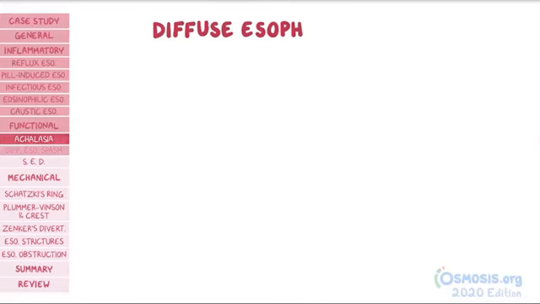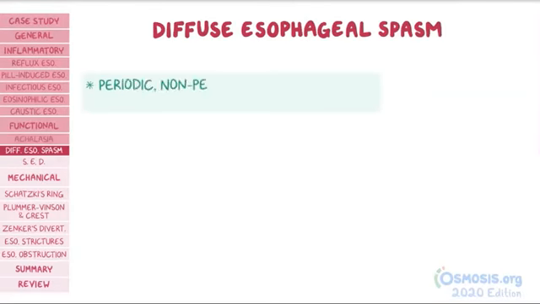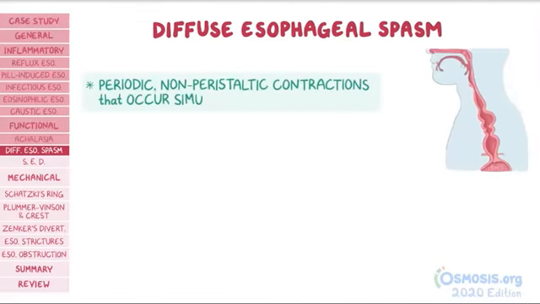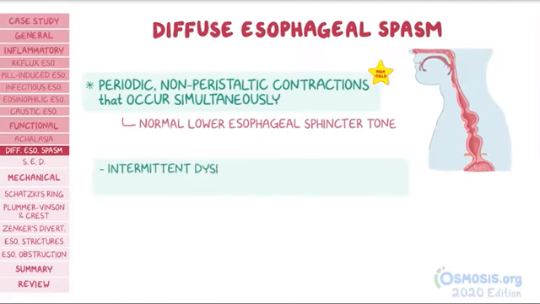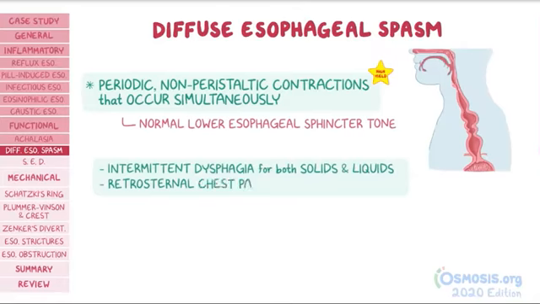In diffuse esophageal spasm, there's periodic, non-peristaltic contractions that occur simultaneously with each other. In contrast to achalasia, diffuse esophageal spasm is associated with a normal lower esophageal sphincter tone, since the spasms occur in the walls of the esophagus. For your exams, you have to know that these disorganized involuntary esophageal contractions can cause intermittent dysphagia for both solids and liquids, and occasional retrosternal chest pain.